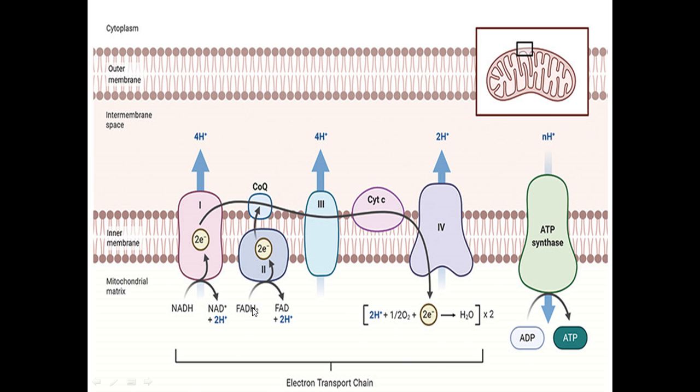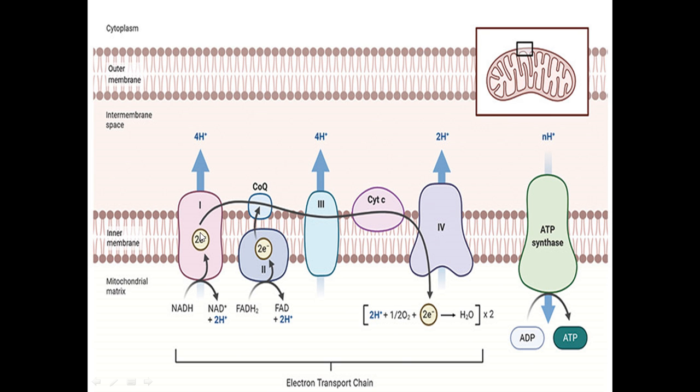The FADH2 gives its electrons to complex 2 initially, before it passes them on to coenzyme Q or ubiquinone, and then to the other complexes. Now, due to the oxidation-reduction actions of the various complexes, this gives them different names. So let's see how the various complexes are named.